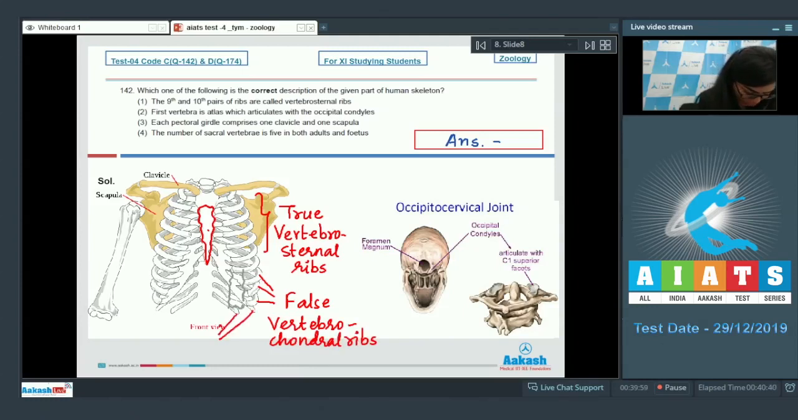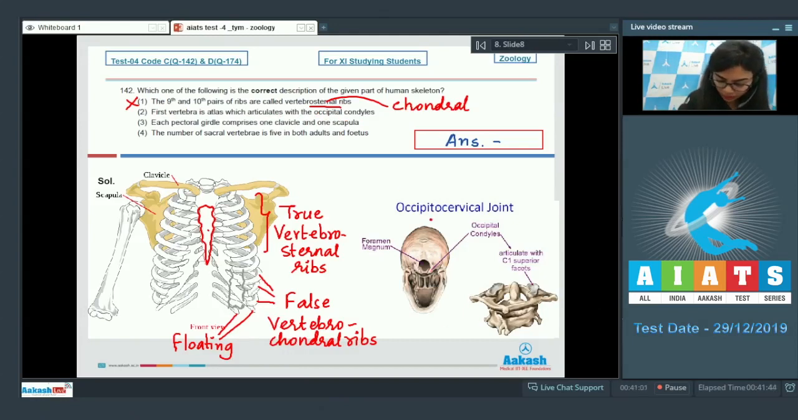Whereas the 11th and 12th pairs are called floating ribs because one end of the rib is attached to the vertebral column and the other end is free. And these ribs protect our kidneys. So the first option, that the 9th and 10th pairs of ribs are called vertebrosternal, is wrong because they are called vertebrochondral, which is incorrect. Option number 2 reads, first vertebra is atlas, which articulates with the occipital condyles.